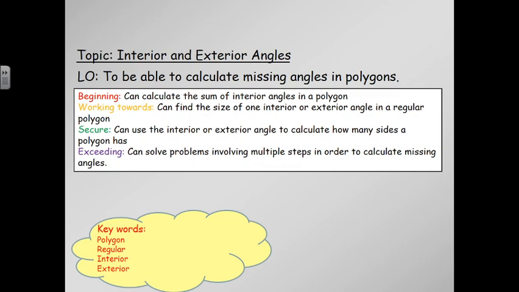Okay, this lesson is on interior and exterior angles. We're going to start by working out the sum of interior angles on a polygon. Then we're going to move on to finding the size of one interior or exterior angle on a regular polygon. Then we're going to look at finding the number of sides a shape has if we know one interior or exterior angle, and then we'll move on to our problem solving questions.